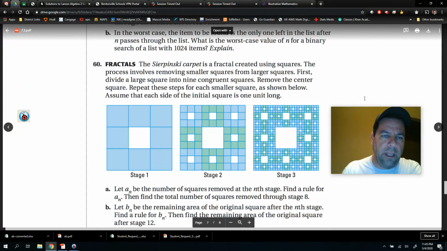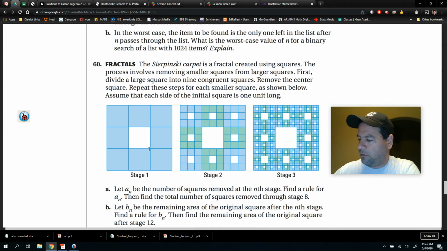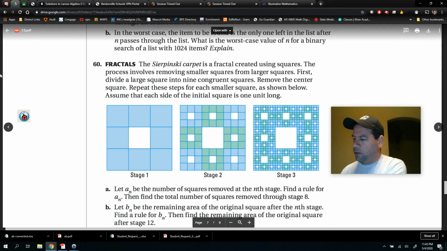So how much area is left? Let's look at the big square here. It's broken up into 9 sections: 1, 2, 3, 4, 5, 6, 7, 8, 9. How much is left? 8/9. And so let me change my paper over. So out of stage 1, 8/9 is left. And I'll bring it over to my paper in just a second.